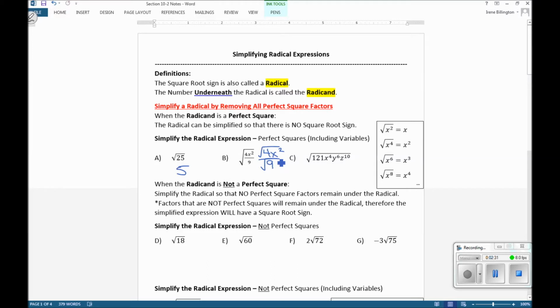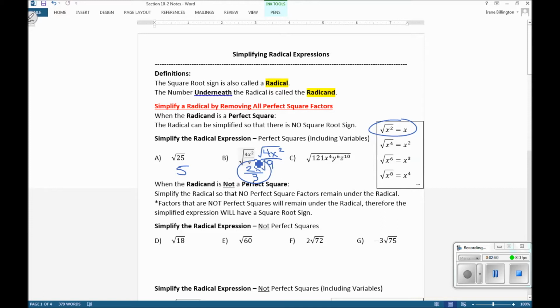So the square root of 4x squared, square root of 4 we know is 2. And the square root of x squared, we know from our little chart here, is equal to x. So our numerator is 2x, and when we square root our denominator, which is 9, we get 3.